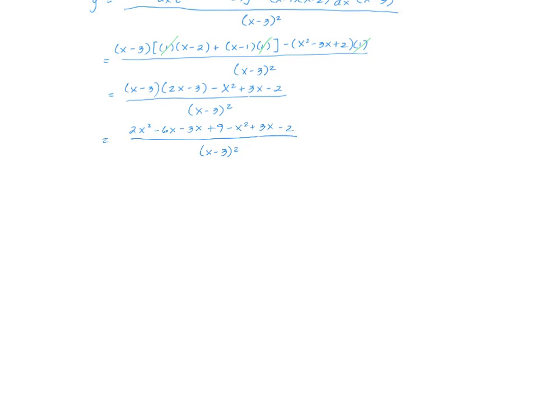So it looks like I'm going to end up with x squared minus 6x plus 7. Even if that did factor, it's not going to cancel with anything in the denominator, so this would be my derivative y prime.